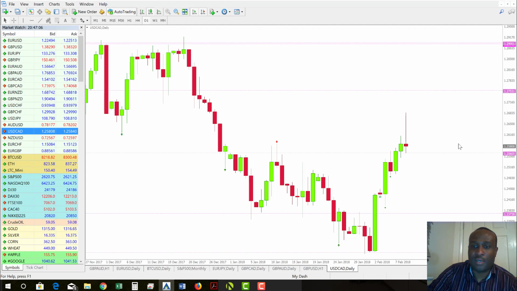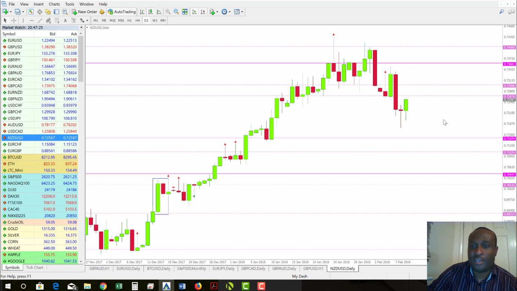USD CAD, we can see that at this level here, this reversal candle setup here, but price again is sitting on a level of support. So just keep an eye on this and see how this develops.